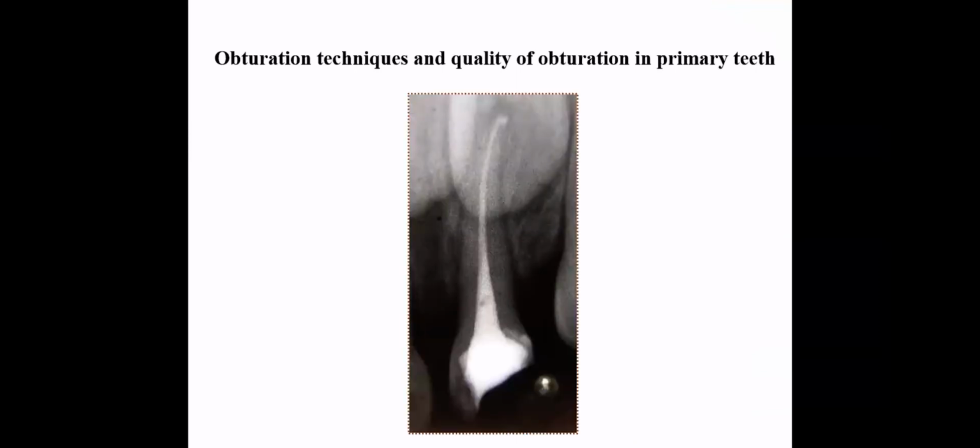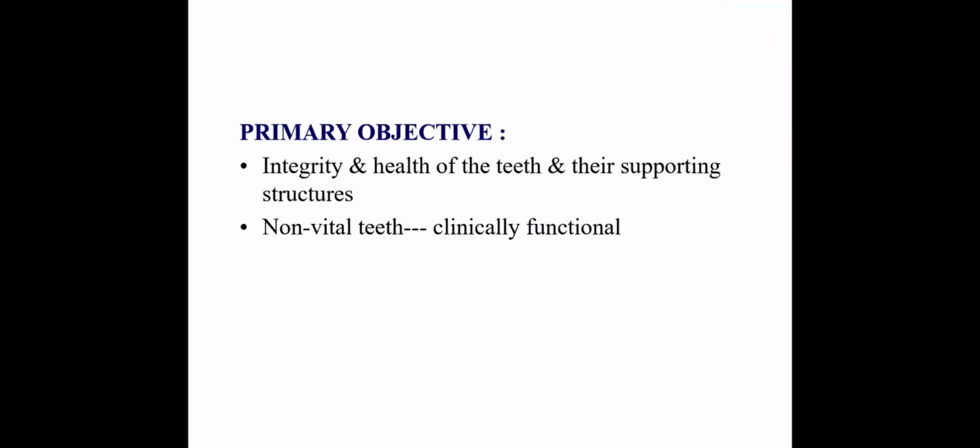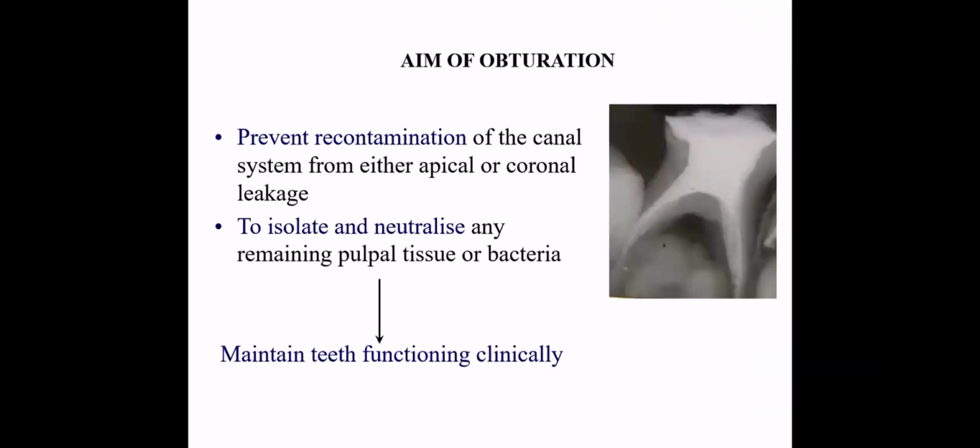Then next come the obturation techniques and the quality of obturation in primary teeth. So the primary objective is the integrity and health of the teeth and their supporting structures. If it is a non-vital tooth, clinically it should be functional. That is the major primary objective that I have already discussed, why you are going to do a pulpectomy. So the main aim of obturation should be to prevent recontamination. There should not be any recontamination.